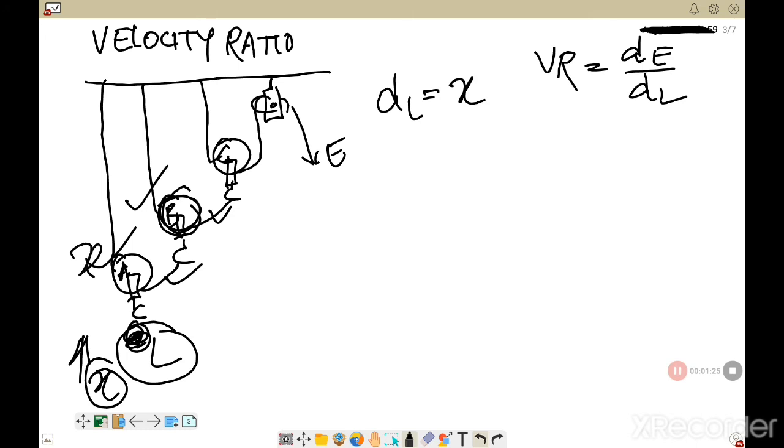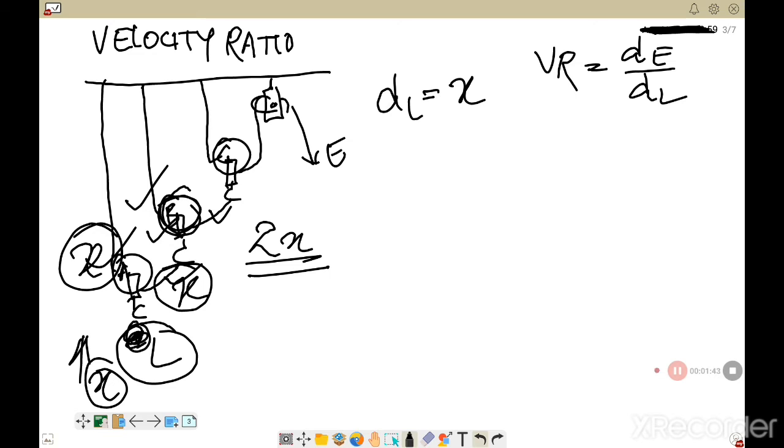So this string is also going to cover x distance, this string is also going to cover x distance. So distance moved by pulley B will be twice of x. One x on this side, another x on the other side, so twice of x. Are you getting my point? Yes. Now similarly, distance moved by pulley C will also be twice, isn't it? Compared to the load, it moves twice. Understand? If the load is traveling x distance, then this pulley will be traveling double of it because of the two segments of the string.